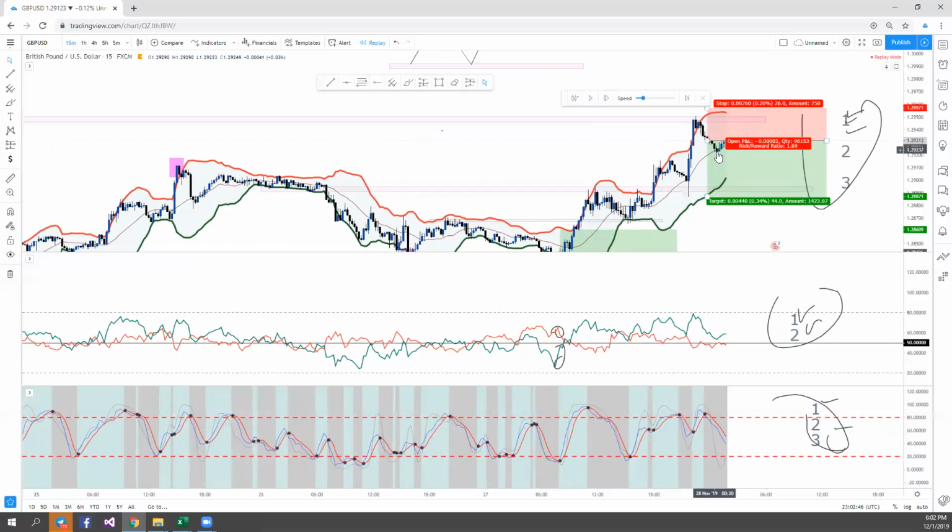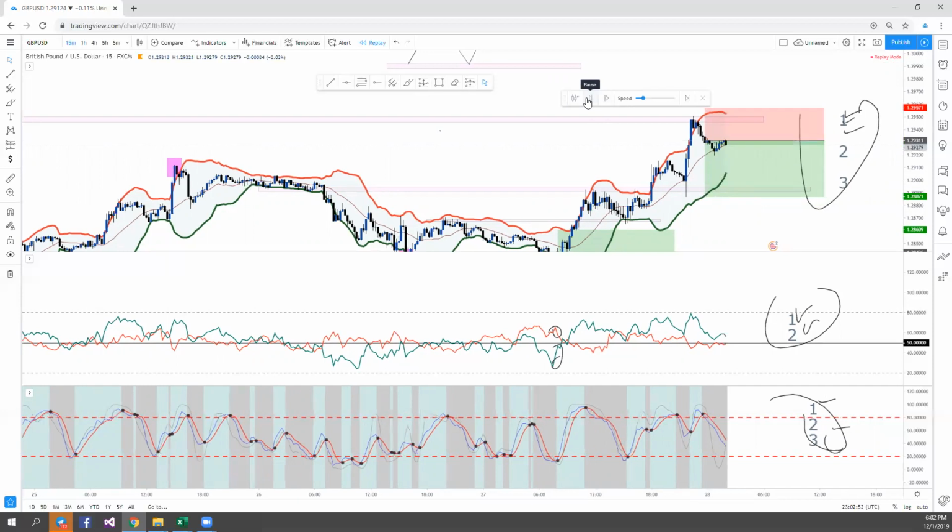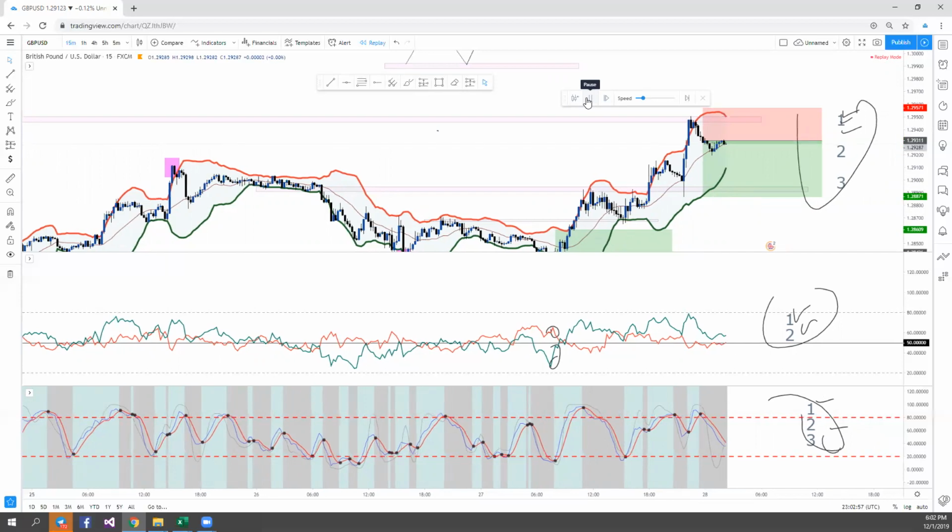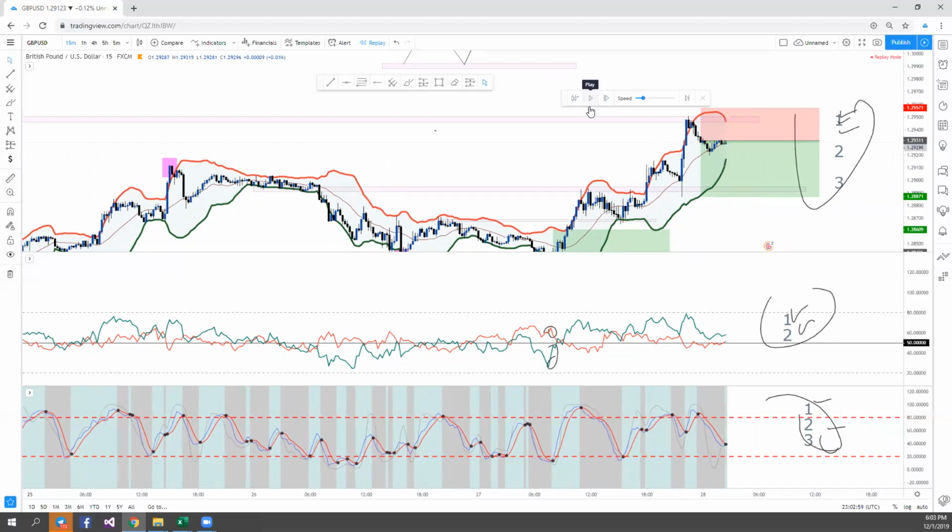You see how it bounced off the 20 MA, right? So you can use that as a reference. Let's see how it plays out. See if it breaks. Still holding. See the consolidation, because the same strength is happening.